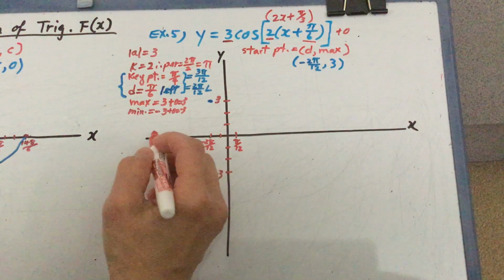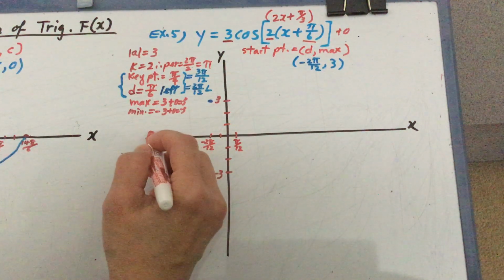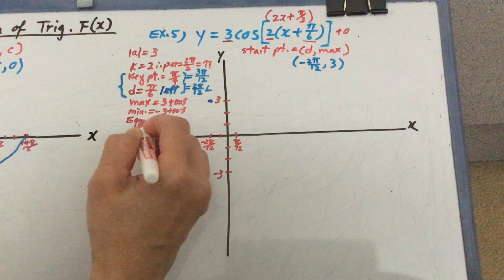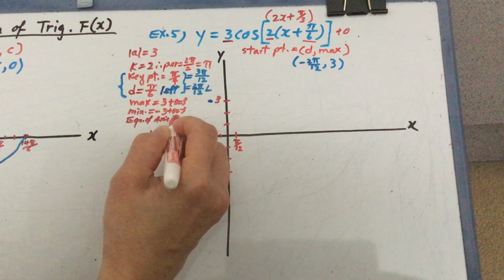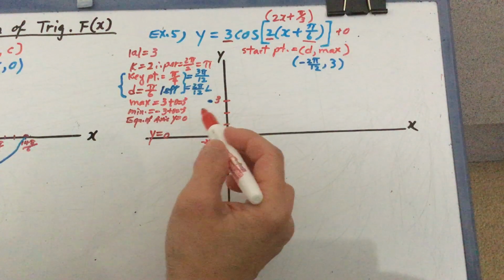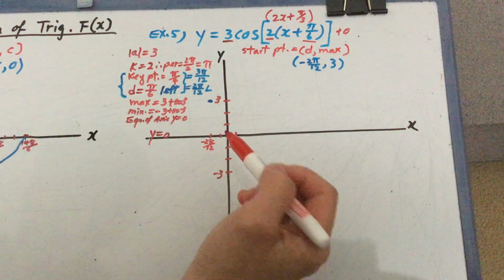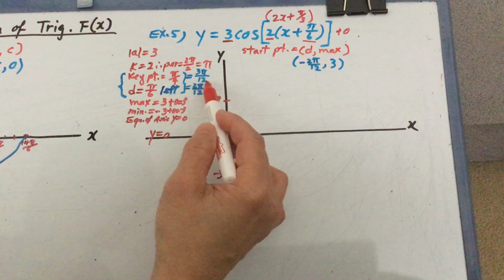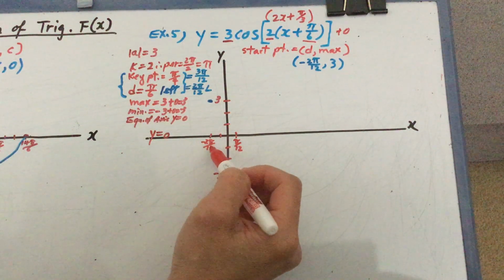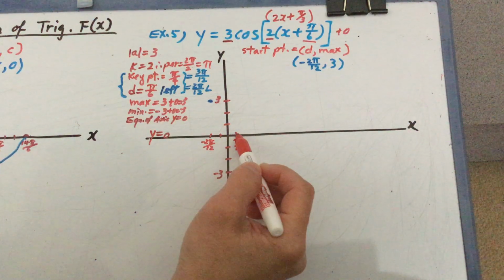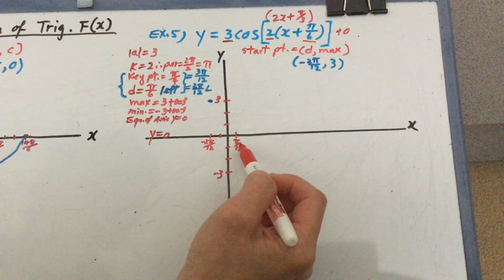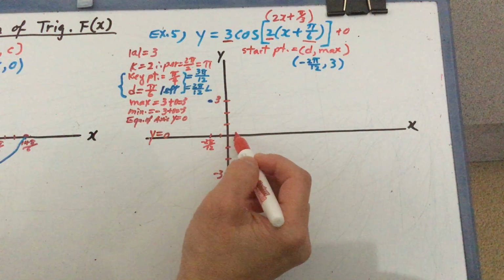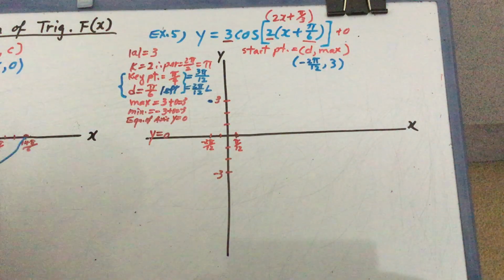Oh, I forgot to label the equation of axis. So my equation of axis is going to be y equal to 0, because the c is equal to 0. So my first quarter is going to be 3 pi over 12. From the negative 2 pi over 12, 1, 2, 3, so it's happening at pi over 12. Since I start from the maximum, my first quarter is going to be down here on the equation of axis.